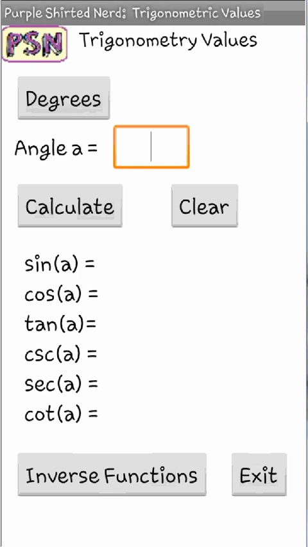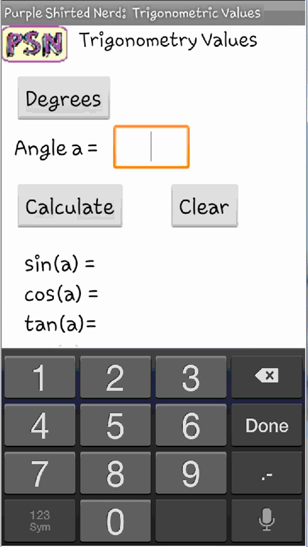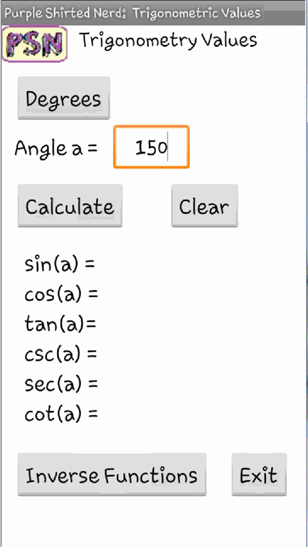So here we go. Let's just approach this exactly as it appears right now. We'll go ahead and enter an angle in degrees, and we'll enter something that you might be familiar with. So how about a 150 degree angle, and go ahead and calculate this. And there are the expected values.